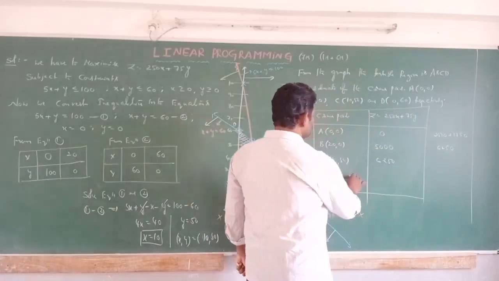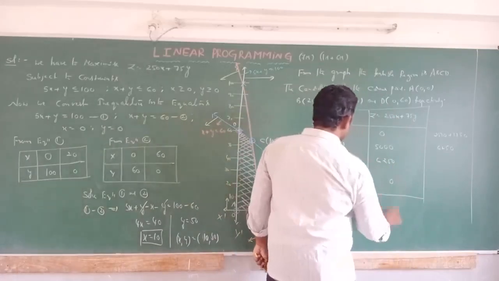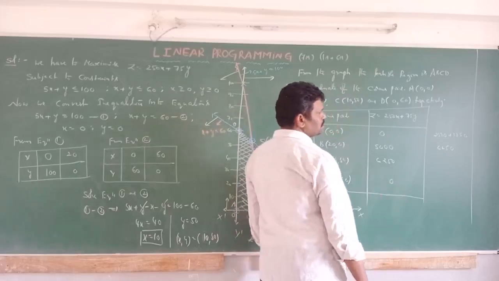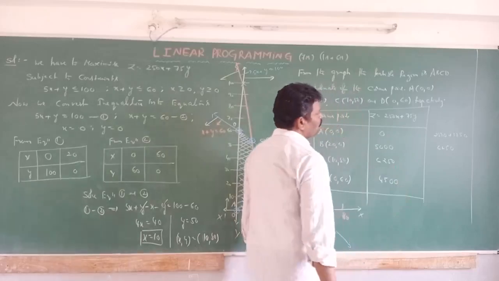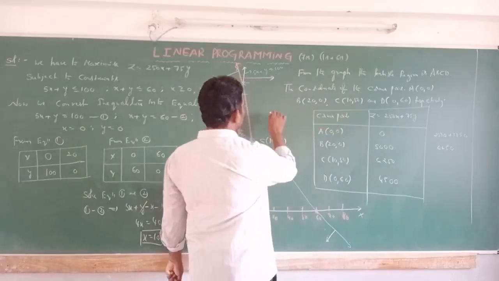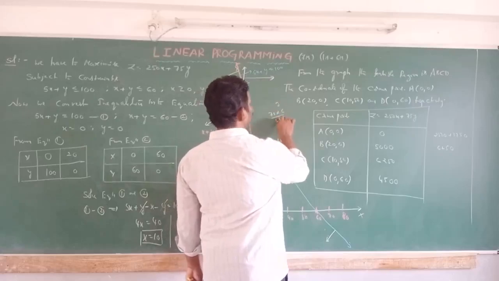Next, at (0, 60), z is 75 into 60. 6 fives are 30, 6 sevens are 42, so 4500.